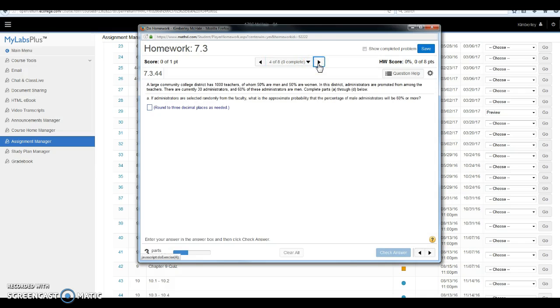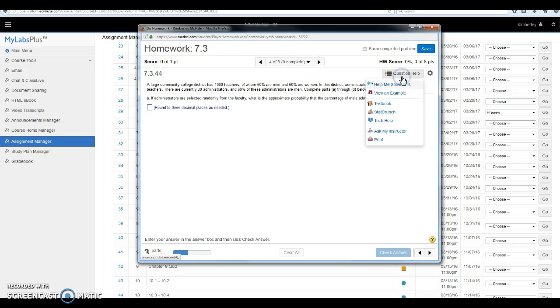A student asked me a question about question number 4 in the homework. It tells me there are 1,000 teachers, 500 men and 500 women, and administrators are promoted from the teachers. There are 30 administrators and 60% are men. If administrators are selected randomly, what's the approximate probability that the percentage of male administrators will be 60% or more?